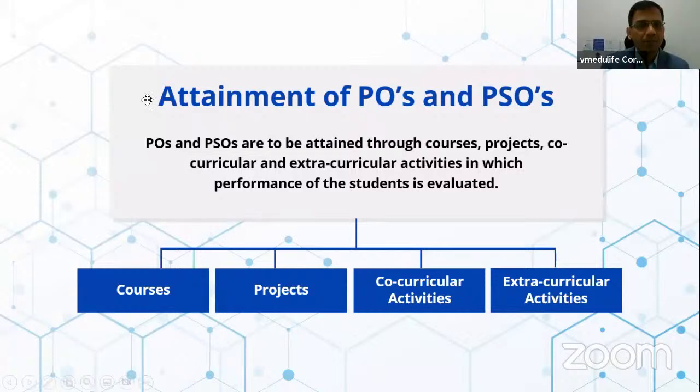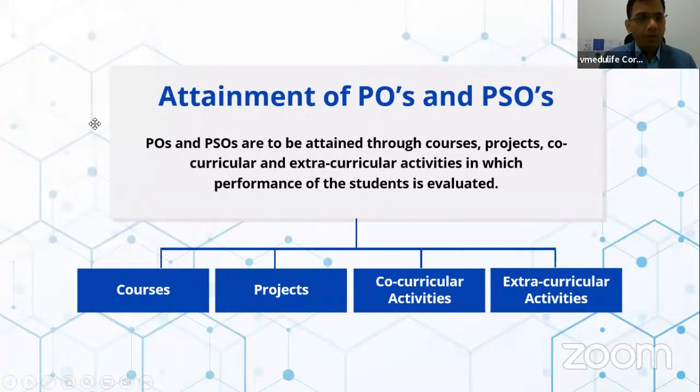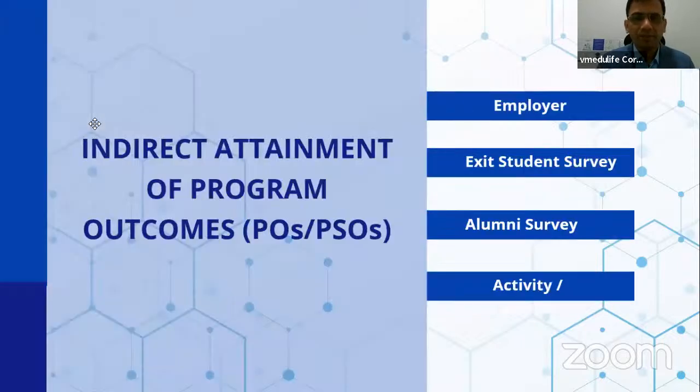Now, moving ahead, the attainment of the POs and PSOs. While calculating the attainment of the POs and PSOs, we need to consider different parameters like our subjects, that is the courses, projects, co-curricular activities, and extracurricular activities. And last but not least, the indirect attainment of these POs and PSOs. Very important.